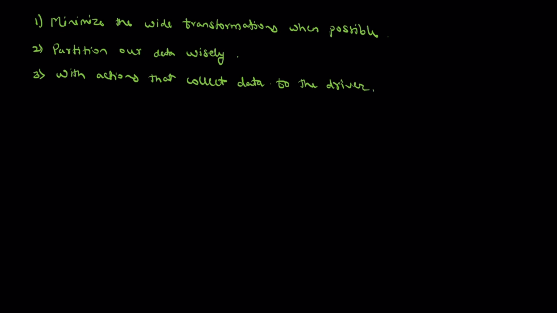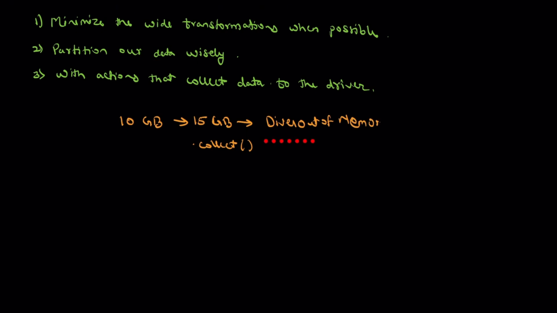Because what will happen is, say for example, you have requested a driver of 10 GB, and when you are doing dot collect, it is bringing the data to the driver, and the size of the data it is bringing to the driver is 15 GB. So in this case we will get an error: driver out of memory. So to avoid this, we need to be careful with the actions.